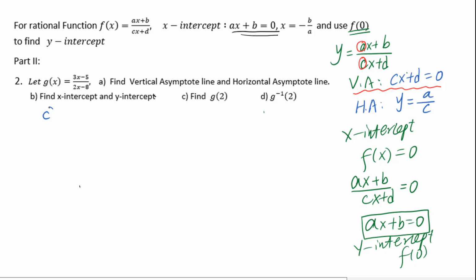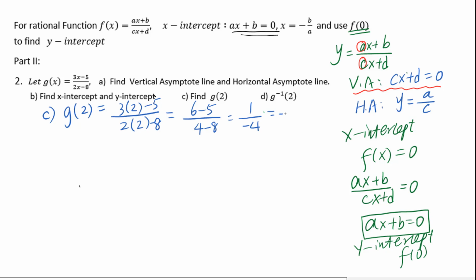For say g of 2, every single x turning to 2. 3 times 2 minus 5, over 2 times 2 minus 8, equals 6 minus 5, 4 minus 8. 1 over negative 4 equals negative 1 over 4.